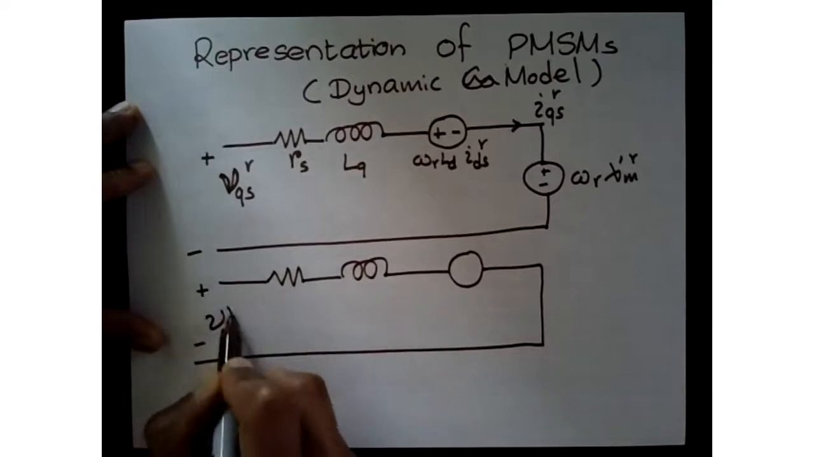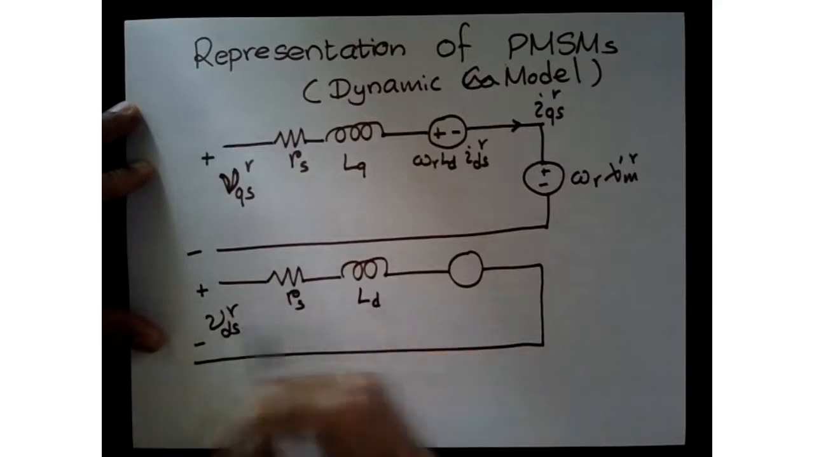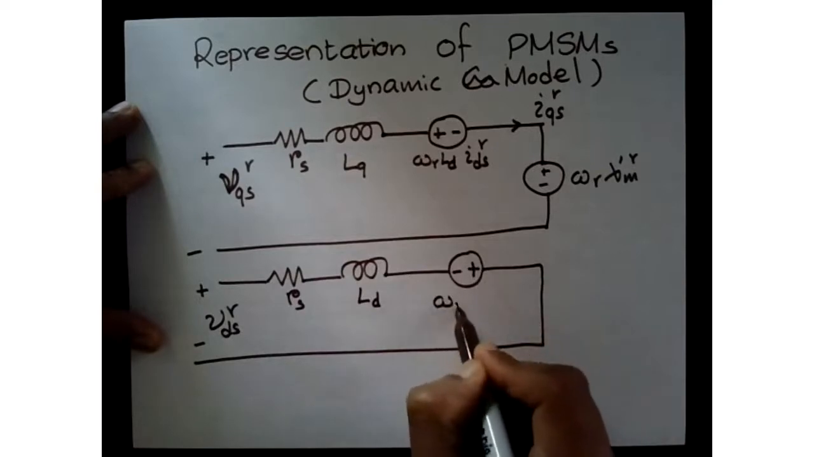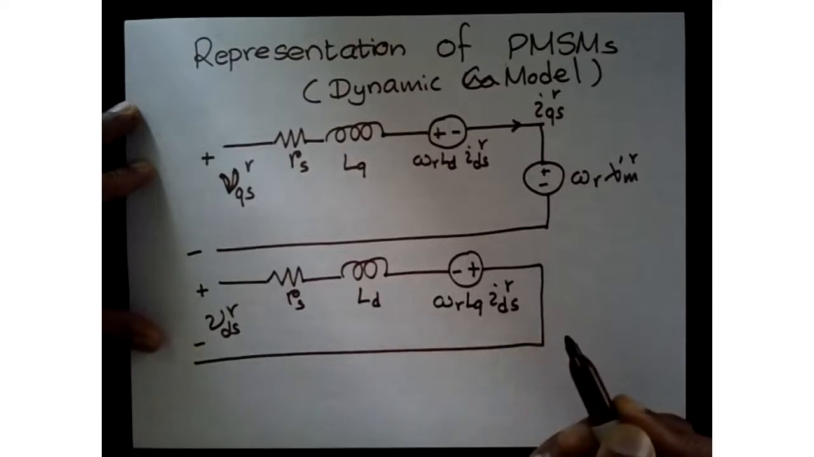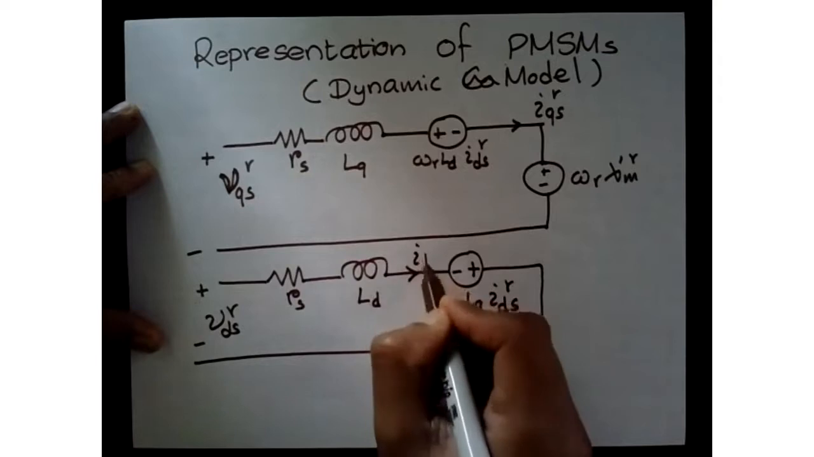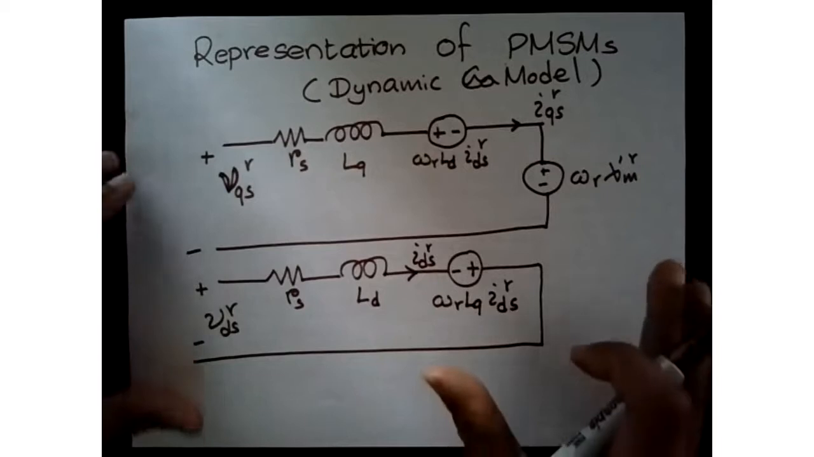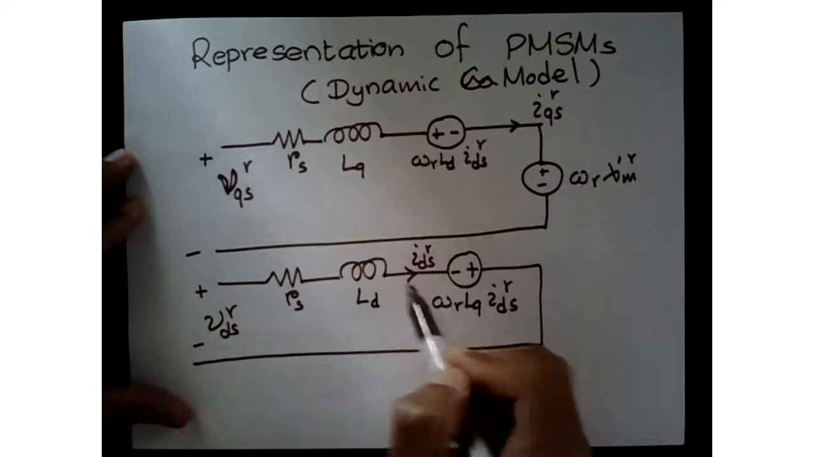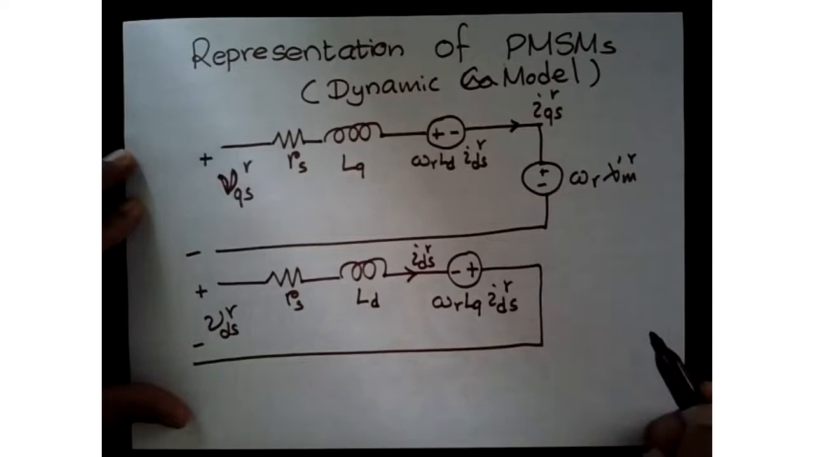Right. So VDSR, RS, LD, because this is the D axis. Look at the polarity, omega R, LQ, IDSR. Okay. And then we have a current, IDSR. Now, actually, this is a good point where we can think a little bit about field weakening. See here, IDSR is the current going through this circuit, right? The VD voltage equation.